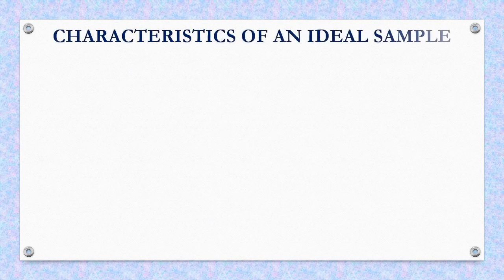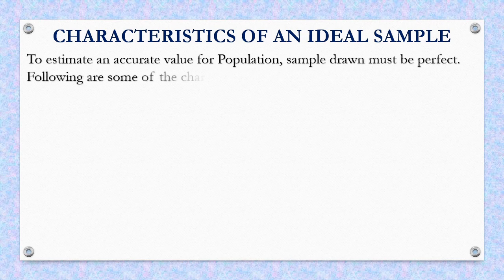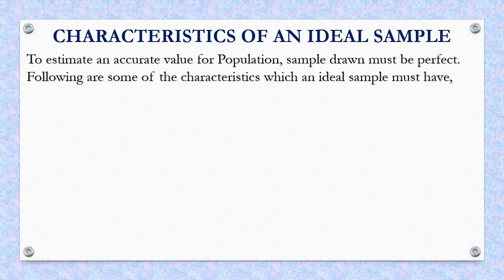Characteristics of an ideal sample. Now we know that to estimate an accurate value for the population, we must draw a perfect sample. So following are some of the best, or ideal, characteristics for a sample. To draw an ideal sample, the following characteristics must be kept in mind.